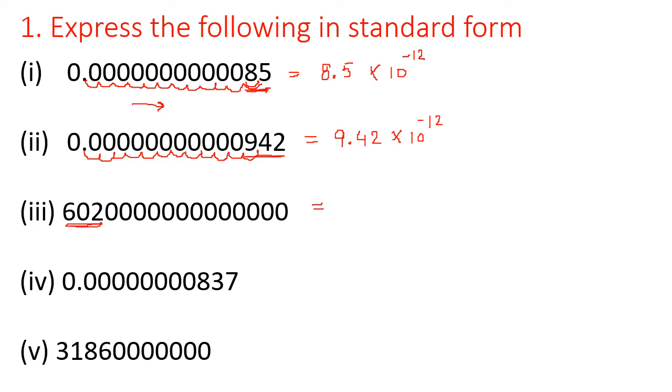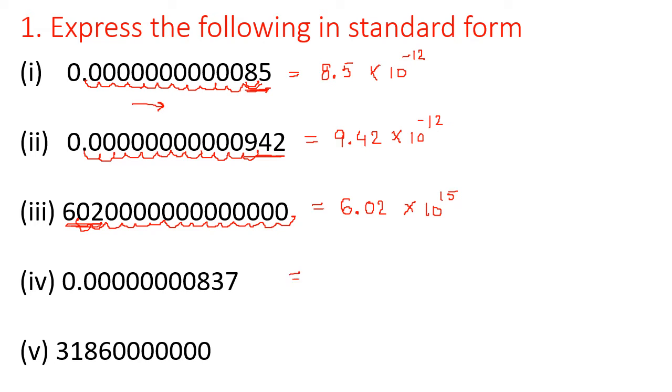For the third question, it is 602 with the 0 in between. So the 3 digits, we will write the decimal point after the first digit: 6.02. Now there is no decimal given here, so we consider the decimal towards the end. This decimal is moving towards the left. 1, 2, 3, 4, 5, 6, 7, 8, 9, 10, 11, 12, 13, 14 and 15 after 6. So it is 6.02 into 10 raised to 15.